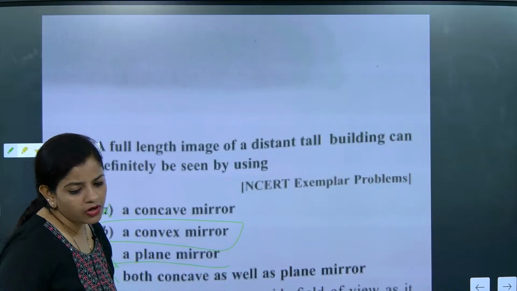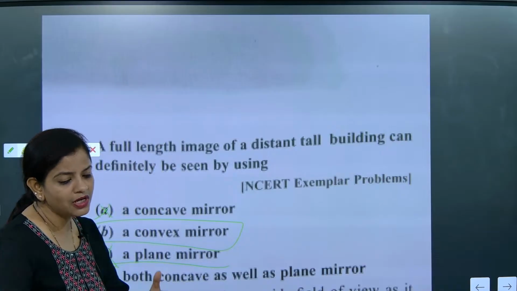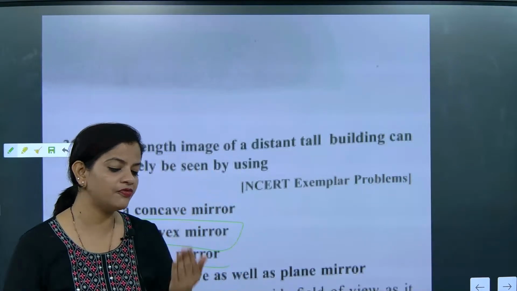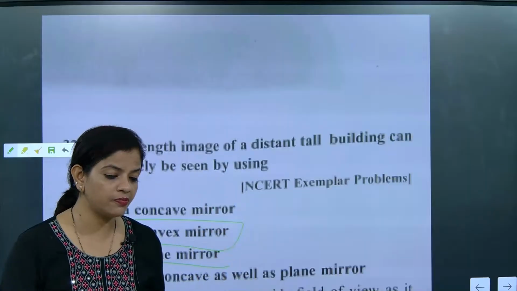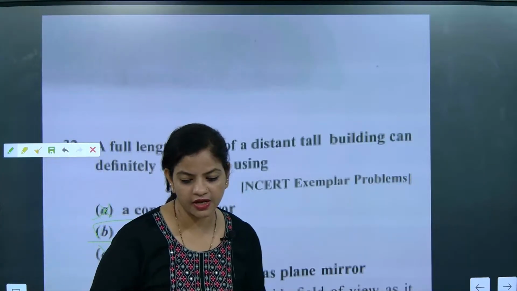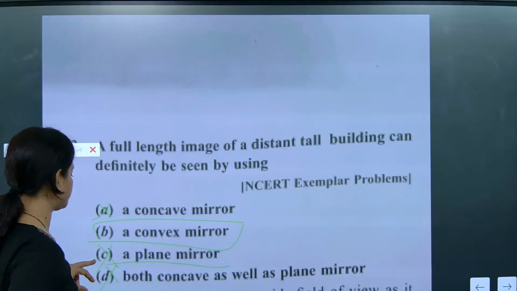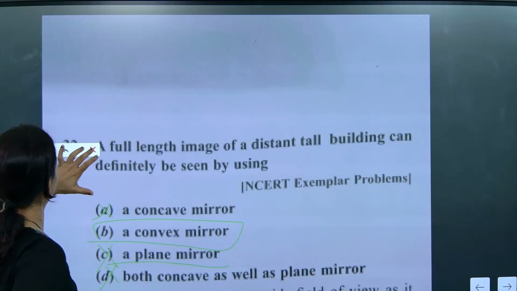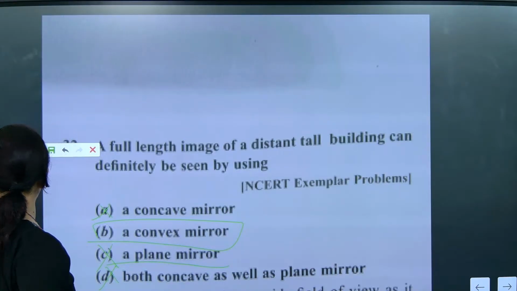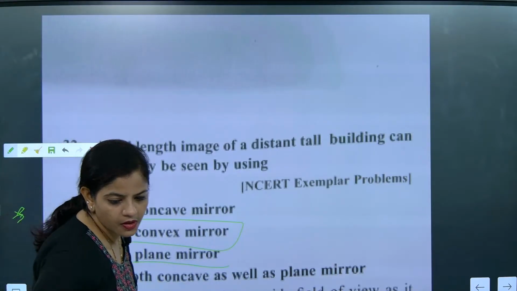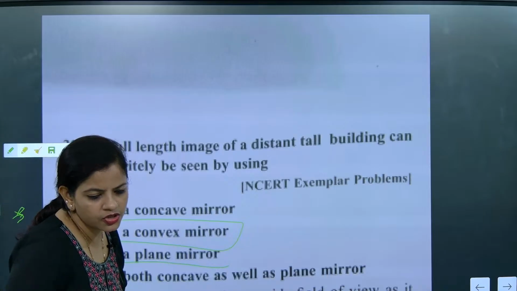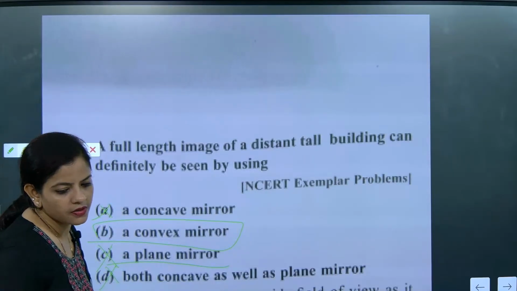Why do we use a concave mirror for makeup? Because, beta, you need to go very near to the mirror, and at that time the face will be kept between the focus and pole. Understood? Big size mirrors are there. I hope you might have understood this one. Children, understood what I have discussed there?